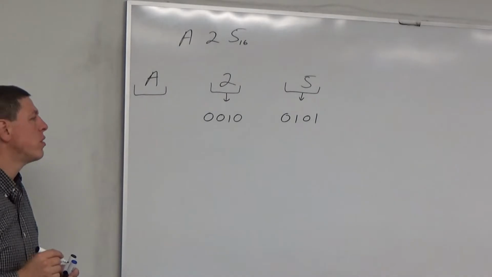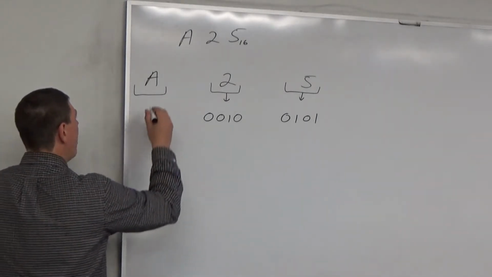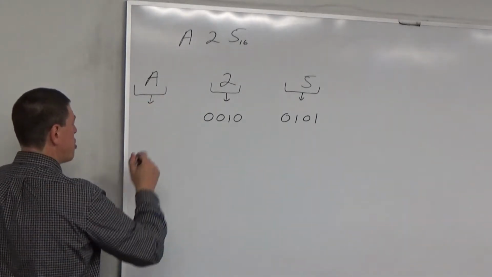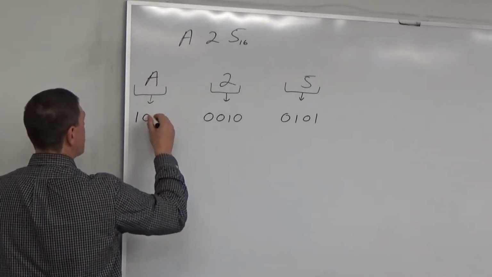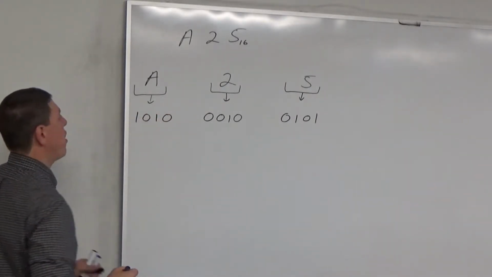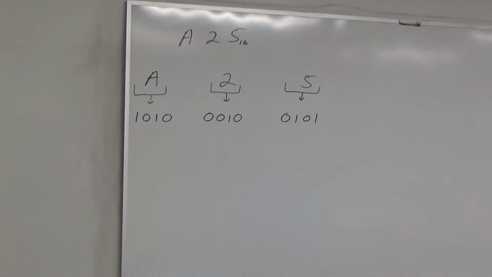Any questions? Okay. And then A is 10, which I believe is going to be 8 plus 2. At least this time it is 1, 0, 1, 0. So I finally got one right. Okay, sorry about that, guys.